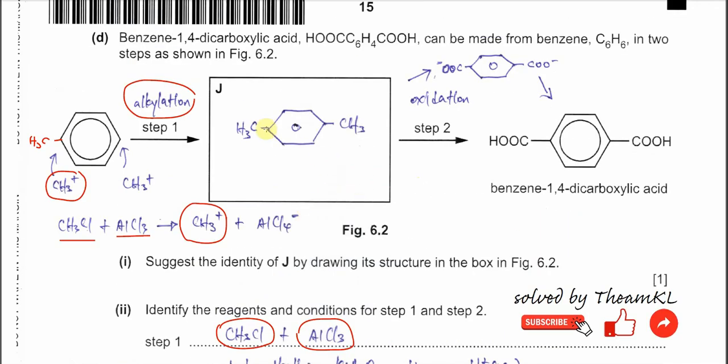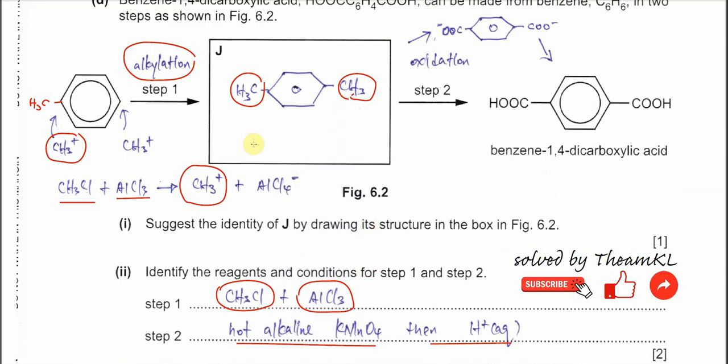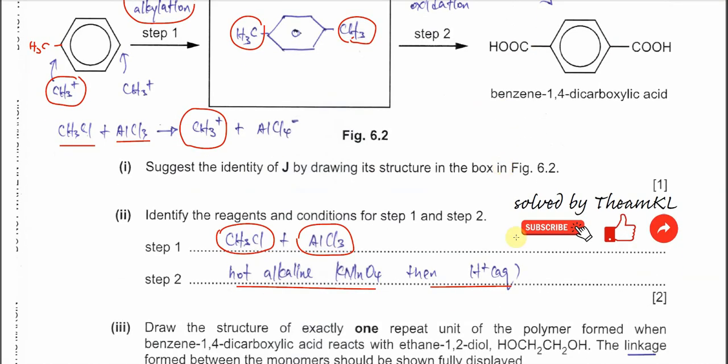Step 2, after the alkylbenzene has formed, this alkyl group needs to be oxidized. The standard answer in the marking scheme is hot alkaline KMnO4. But if you follow the syllabus, hot alkaline KMnO4 must be followed by acid solution. Why? Because when we use hot alkaline KMnO4, the alkyl group turns into the carboxylate salt first, and then we need to add acid to protonate it, or add hydrogens to this salt to form the carboxylic acid. So the better answer is followed by acid solution.